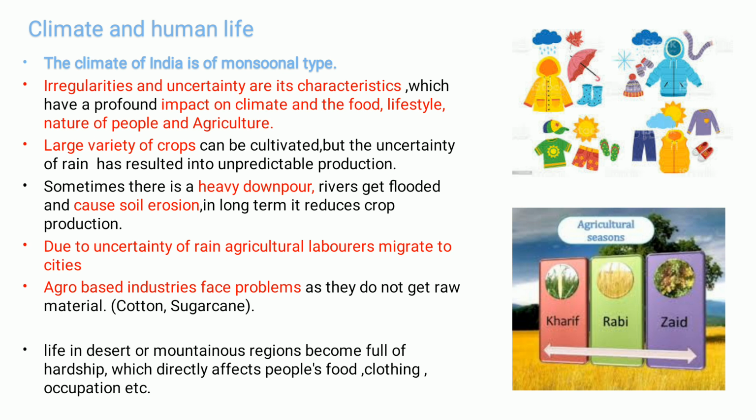Even because of this uncertainty of rain, agro-based industries also face problems, because uncertainty of rain affects the production of crops. And if the crops are not produced, these industries based on agriculture do not get the raw materials, like the cotton textile industry. What is the raw material for it? Cotton. If the cotton crop is not there, it may affect the cotton textile industry. Sugar industry, if the production of sugarcane is not there, the sugar industry may be affected because of that. So this uncertainty of rain also affects these agro-based industries.